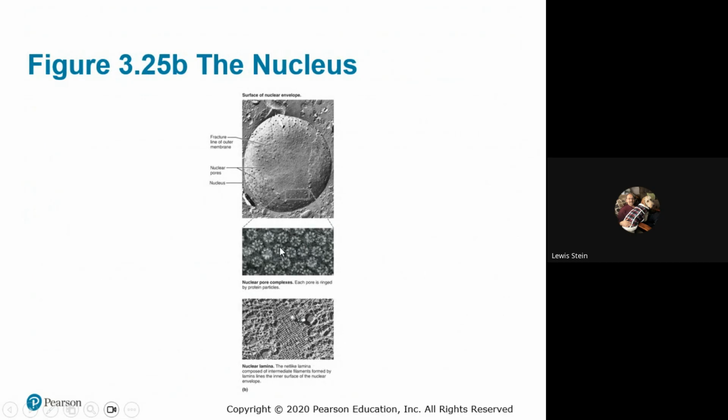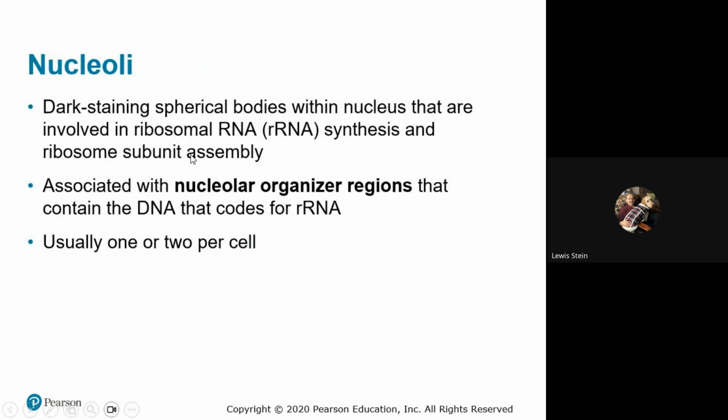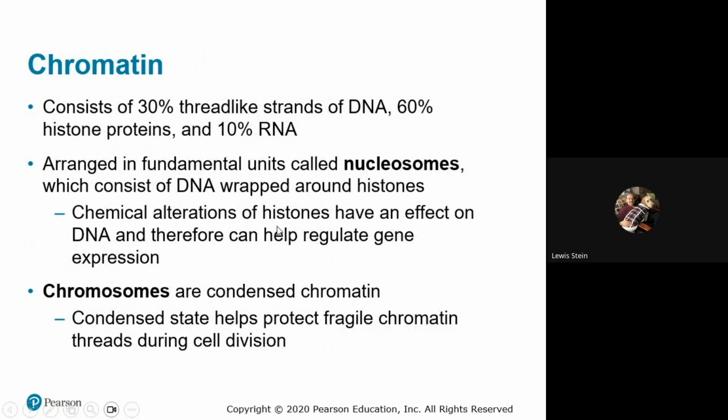Good way to look at it. You can see the pores. You can see this internal layer that maintains shape. All of those things, very distinct. Nucleoli, ribosomal RNA synthesis, thank you. One or two per cell, good enough. Chromatin: 30% of our threads of DNA, 60% are proteins with some RNA. You don't have to know the numbers.